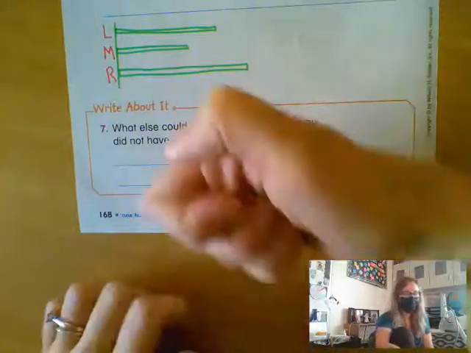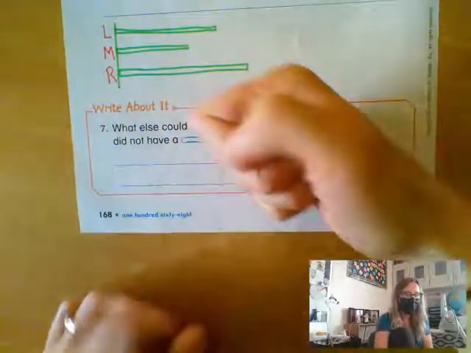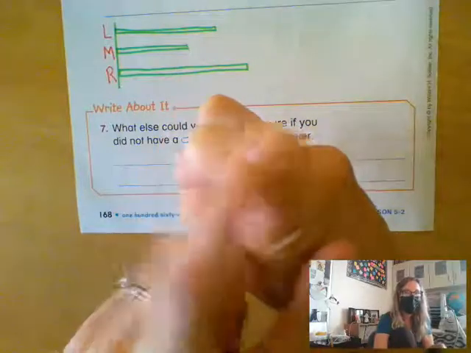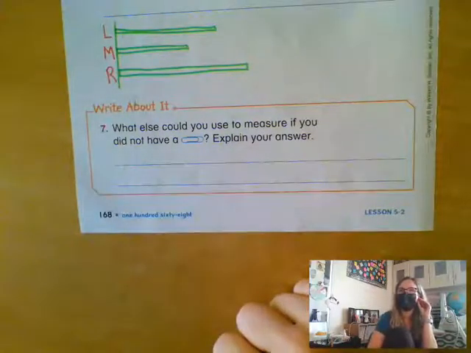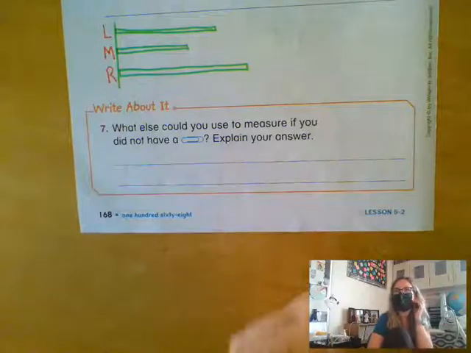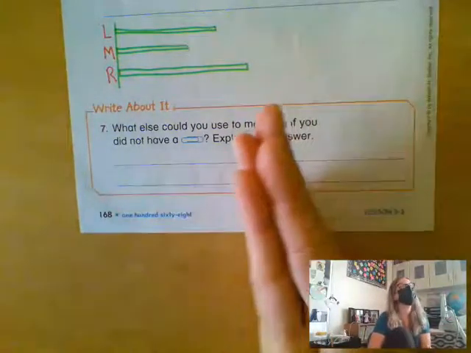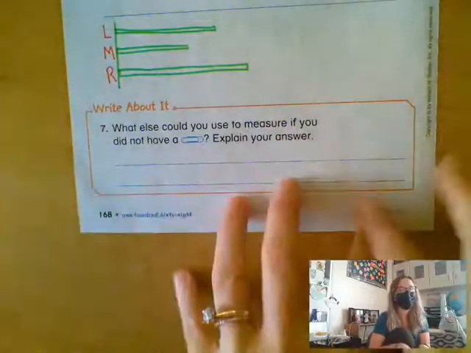What about your finger? Yeah, I used to use this part of my finger from knuckle to knuckle. And I could measure that and say, okay, let's see. Okay, what else could you use? Victoria? If you didn't have a paper clip. There's lots of different things you could use. You just have to make sure that you're using the same object to measure all of your items. Yeah, you could use the cubes, like the cube train.